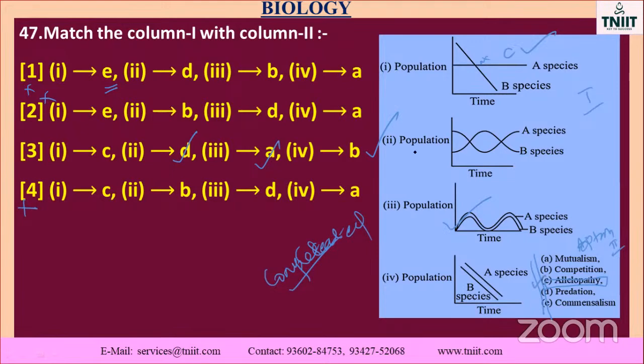And the second one is population against the time. Same, the species A and B, how will it be there? See that both are traveling in the same pathway. So that is called predation.